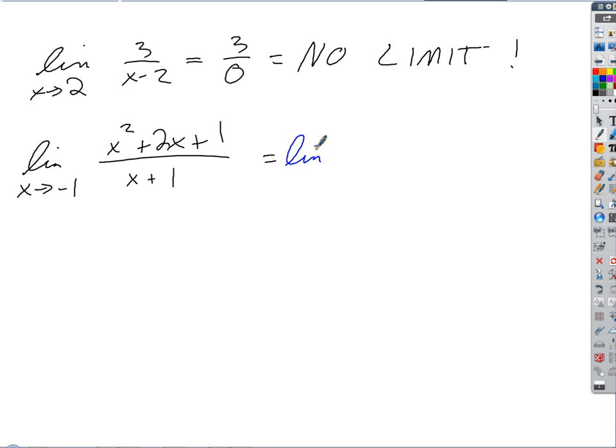What can I do to that? It's a factor. Okay, I can factor. So I'm going to get the limit of, what does the top factor into? x plus 1, x plus 1 squared, right? Good. Over x plus 1 as x approaches -1, right? Algebraically, I can cancel factors. Agreed? So I'm going to transition from this function to a new function that agrees with it everywhere but one point. So I'm going to get the limit of x plus 1 as x approaches -1. And what is it? 0.